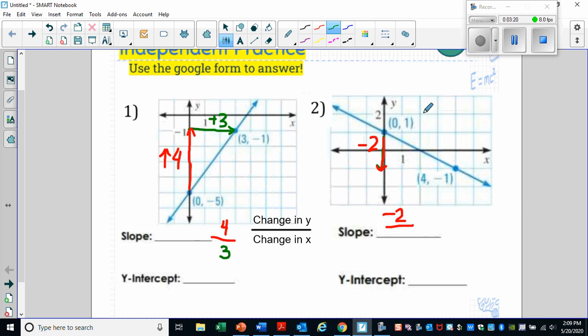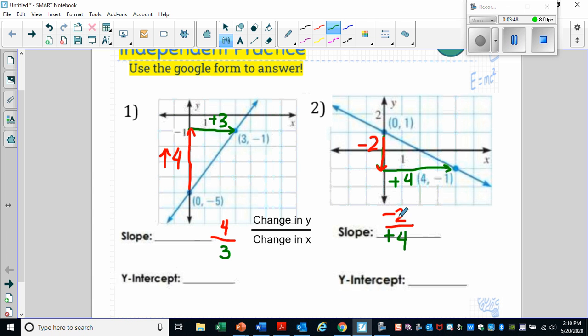Then for our change in x, after how far we went down, we go to the right. 1, 2, 3, 4. So we went 4 spots to the right, or positive 4 spaces to the right. So our slope is -2 over positive 4. That's our change in y over change in x.